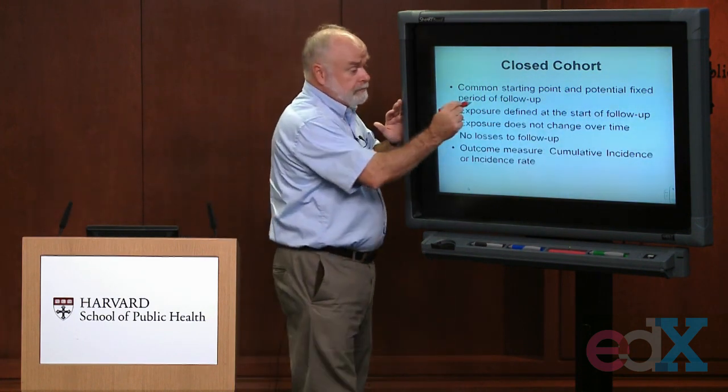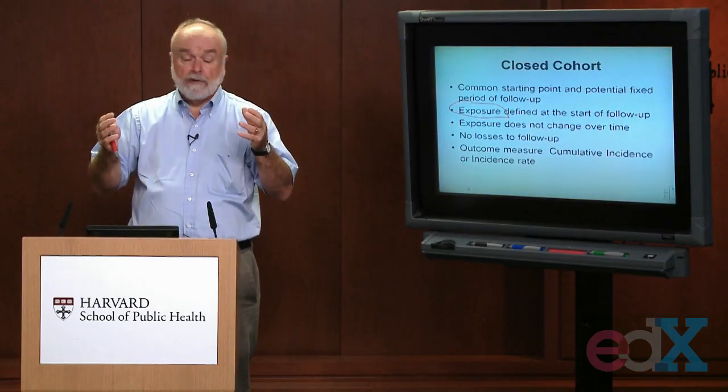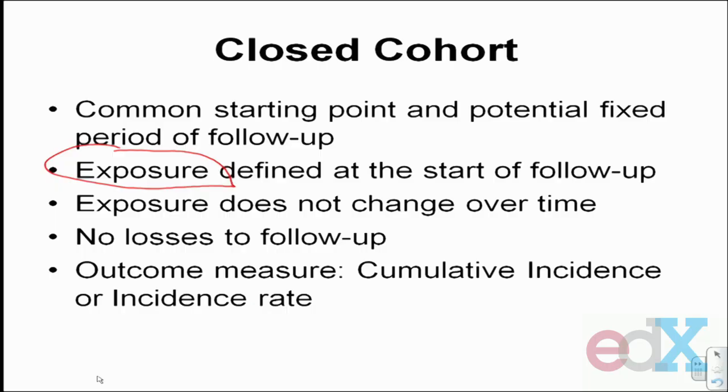The exposure in closed cohort studies is also static. We classify people as being exposed or non-exposed. The exposure doesn't change over time. A closed cohort assumes there's no losses to follow-up. And at the end, what we're able to do is, since everyone was followed for the same period of time and there were no losses to follow-up, since the exposure doesn't change, we can classify for each exposed group how many people got disease out of how many people were initially in the cohort with that exposure. We can measure now cumulative incidence.